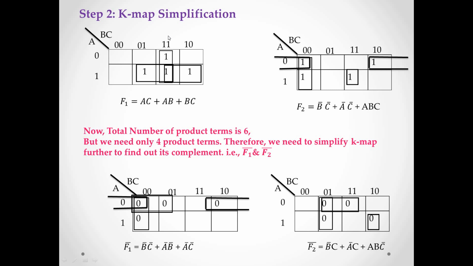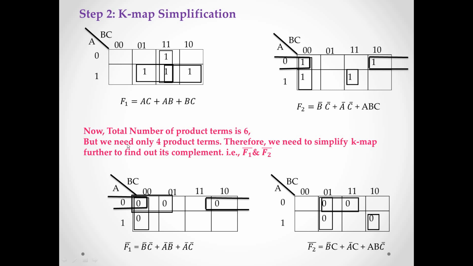Now, the second step is to implement the K-map simplification for F1 and F2. For the given minterms, you draw the K-map and find the equation. For F1, the equation after grouping is AC plus AB plus BC. Similarly, F2 is equal to B bar C bar plus A bar C bar plus ABC after grouping. Now, the total number of product terms in F1 and F2 is 6. There are no common terms actually, so the total is 6.